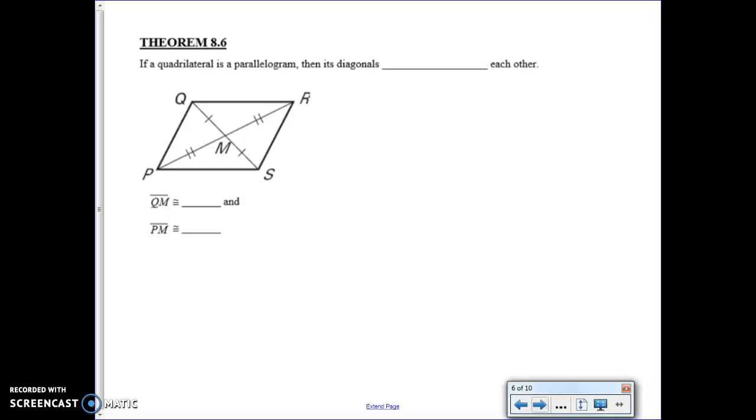Okay, if a quadrilateral is a parallelogram, we also know that its diagonals bisect each other. So QM would be congruent to SM, and PM would be congruent to RM.